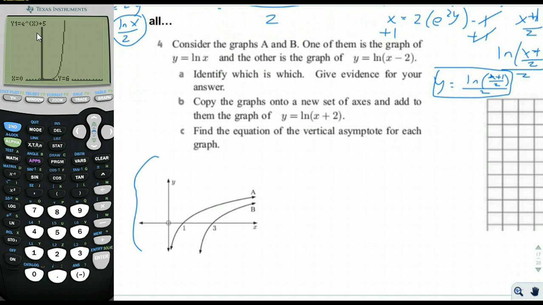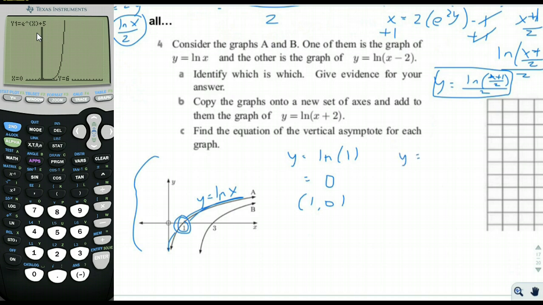Well, let's try to find just some points. So for example, we see that there's a point here with x equals 1. Let's try to find out what these are when x equals 1. Well, the natural log of 1 is going to be 0. So the point on this one is going to be 1, 0. Okay, so we already know that this blue one here is y equals natural log of x, and we know that because if you put x equals 1 in the natural log of x, it gives you 0.